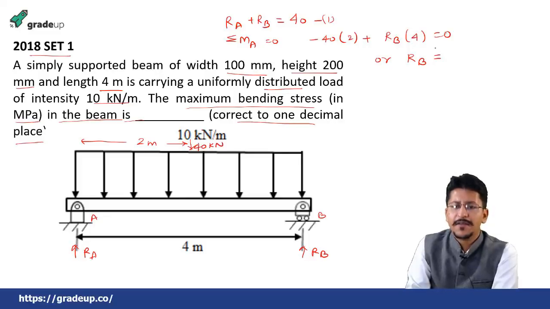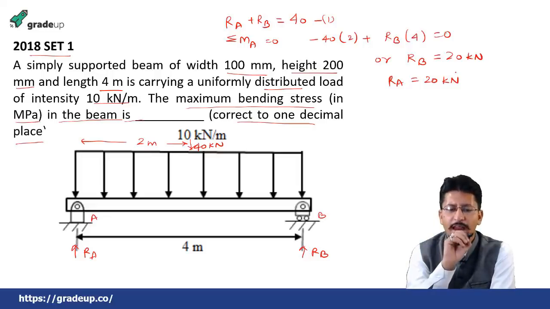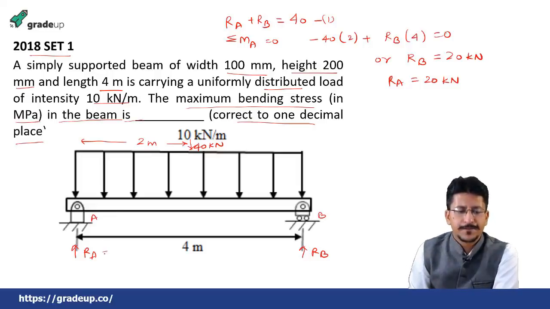So RB will be equal to how much? 40 into 2, 80 divided by 4, is 20 kilonewton. So RA will again be equal to 20 kilonewtons. We have found out RA and RB. Then this is also 20, this is also 20.